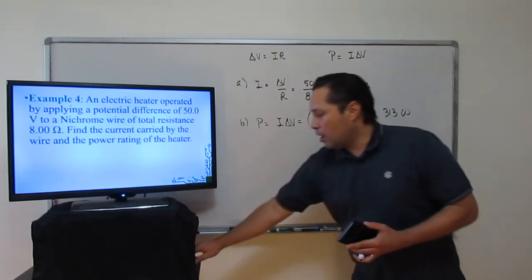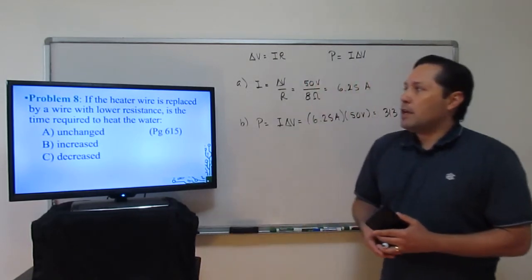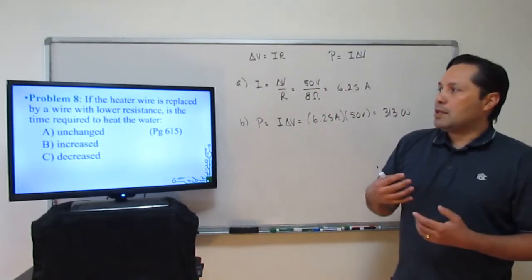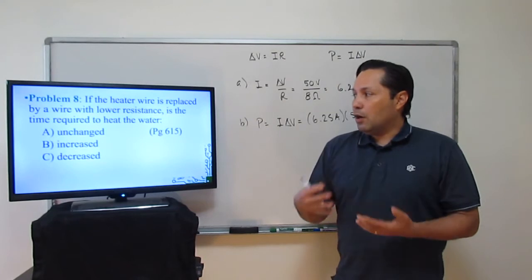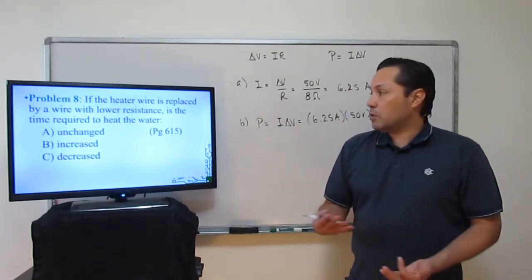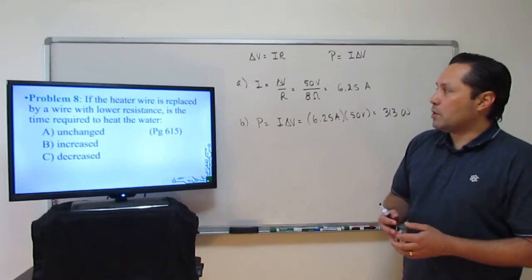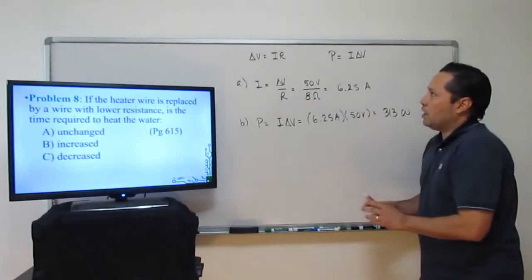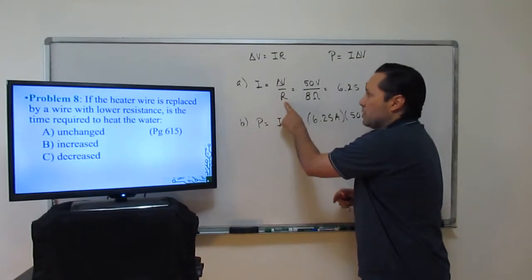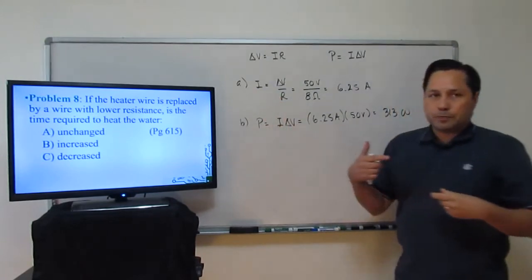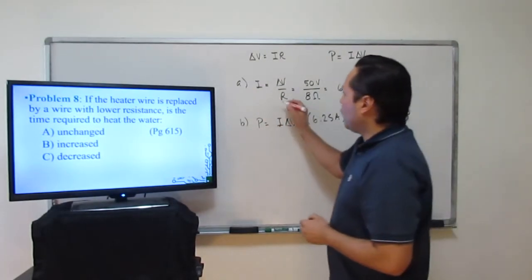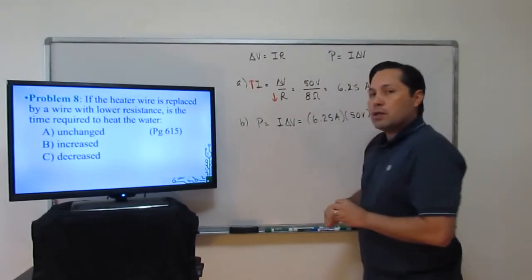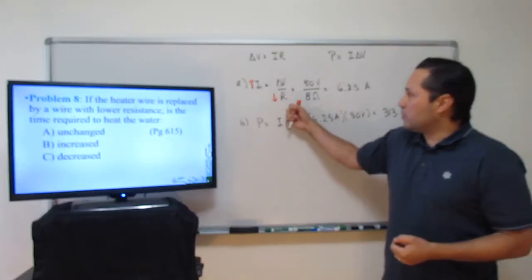Next, let's take a look at problem number 8. Here it says, if the heater wire is replaced by a wire with lower resistance, is the time required to heat the water unchanged, increased, or decreased? Those are your options. Alright, so now lower resistance. Let's go step by step on what we know. Resistance and current are inversely proportional. So therefore, if we lower the resistance, what will happen to the current? That will increase the current because they are inversely proportional. So if we lower the resistance, we'll have a higher current.